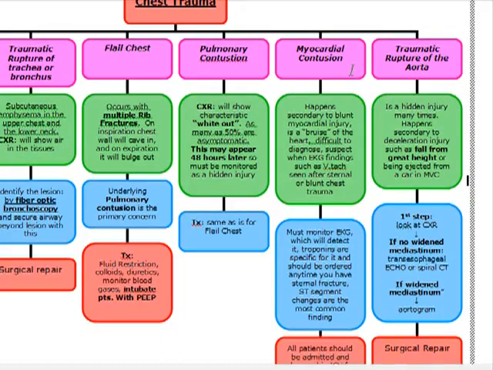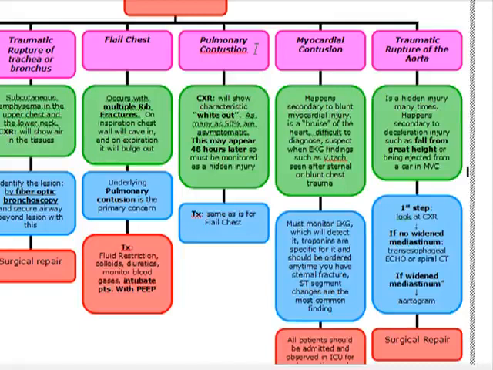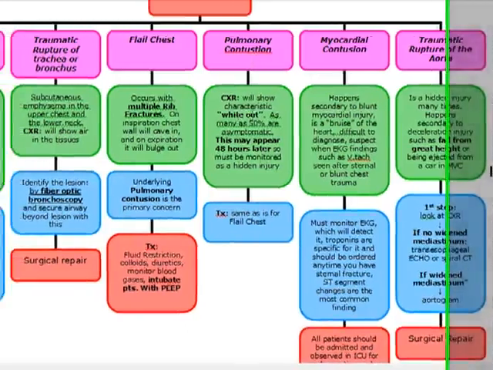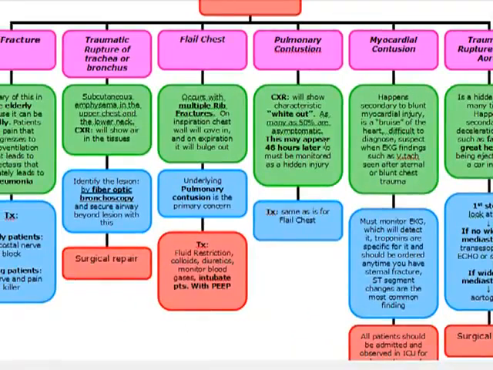Next topic, myocardial contusion. This is another gimme. Like I said, pulmonary contusion is going to happen after a car accident or some type of chest trauma, and you're going to look for this whiteout, right? And it can be a hidden injury, and we're going to treat it with fluid restriction, colloids, diuretics, monitor blood gases, intubate patients with PEEP.